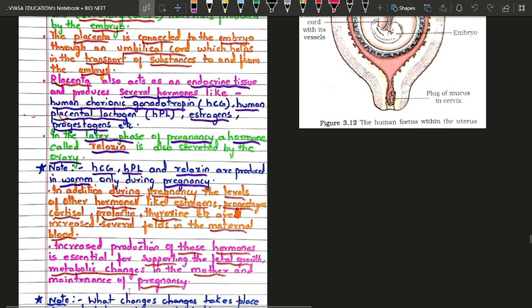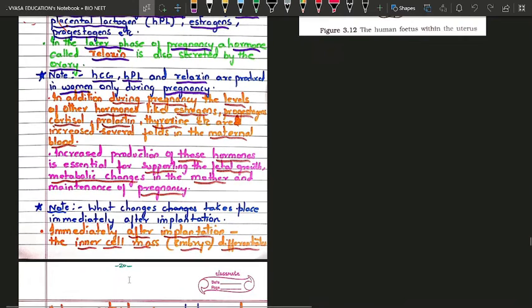Increased production of these hormones is essential for supporting the fetal growth. So what are these hormones increased for? These hormones support the fetal growth, metabolic changes in the mother and maintenance of pregnancy. Okay. So these are very important. Yeah, there is a note. What changes take place immediately after implantation? Okay, implantation itself is the stage of pregnancy.